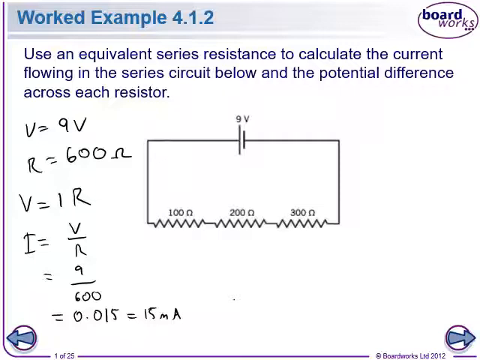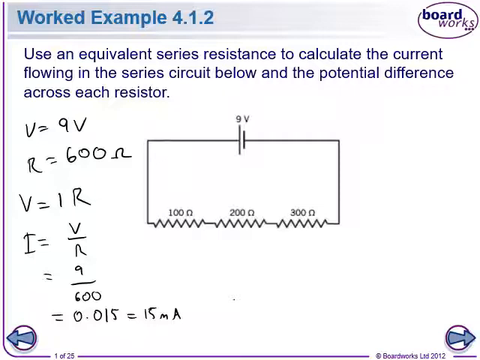So now what we can do, what do we remember about current in a series circuit? It stays the same. The current in a series circuit stays the same. Everywhere in here, we are going to have 0.015 amps. So we can work out now the voltage that each of those resistors is using up, the potential difference.